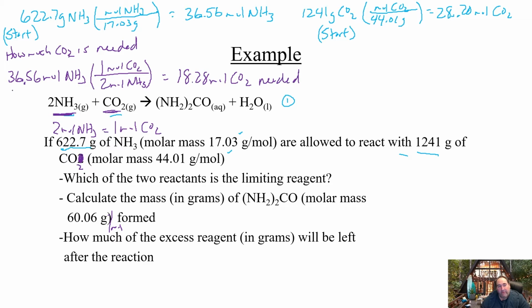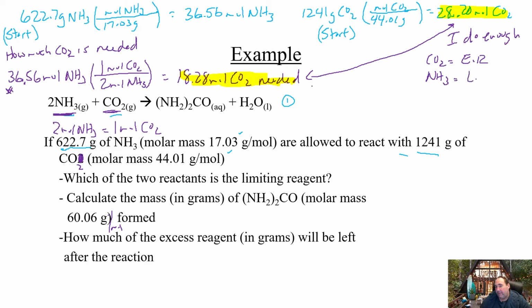So again, this is the point where we're going to figure out which one's the limiting reagent. We're going to compare how much we need of CO2, which is 18.28, to how many moles of CO2 we are starting with, which is 28.20. And we can hopefully clearly see from that that I do have enough. Because I do have enough, the CO2 is going to be my excess reagent. The NH3 by default will then be my limiting reagent, and really the important guy here, because that's going to determine how much product we make.